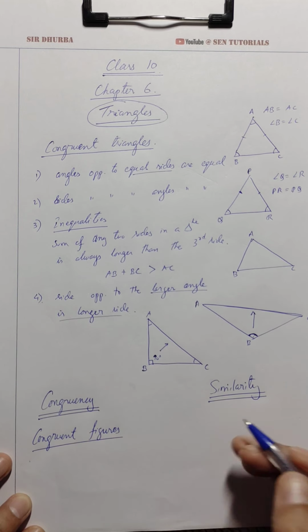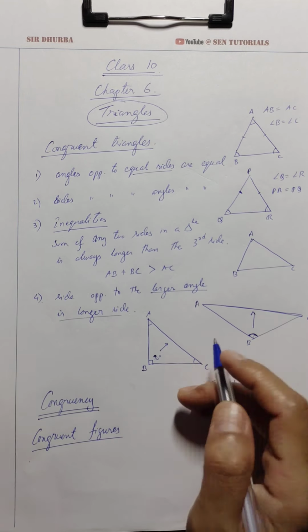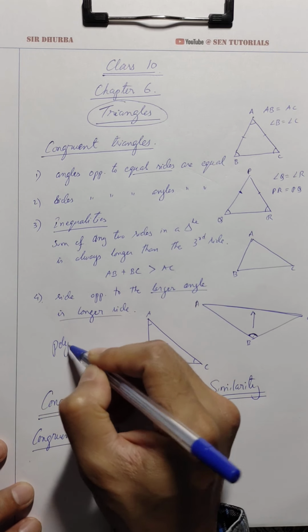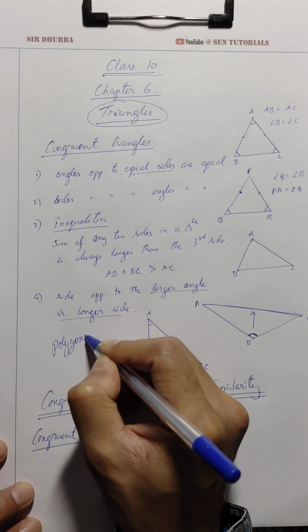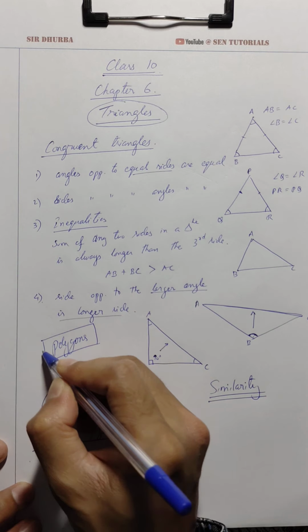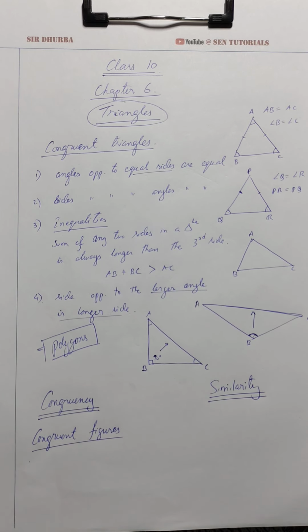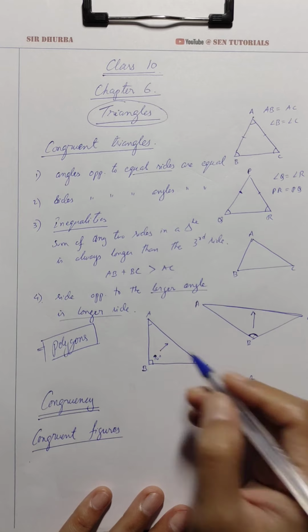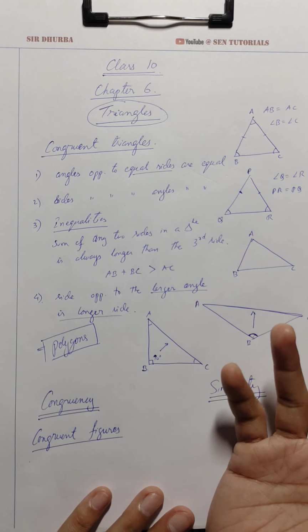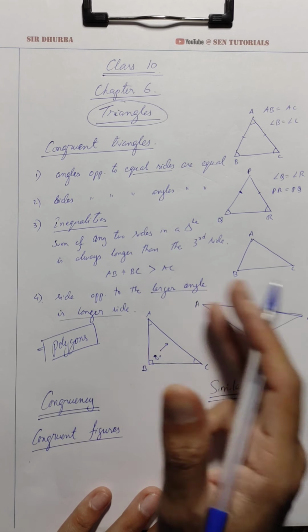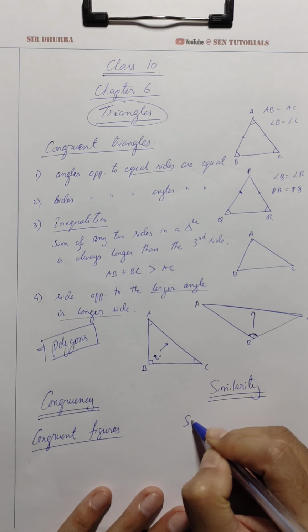Just in general, it can be squares. In general, polygons. What is a polygon? Any figure which has more than two sides is called a polygon. So we have so many polygons, isn't it? Like triangles, pentagons, hexagons, octagons, decagons. Triangle is the smallest polygon, the polygon with the least sides, because it has three sides. Then similar figures.